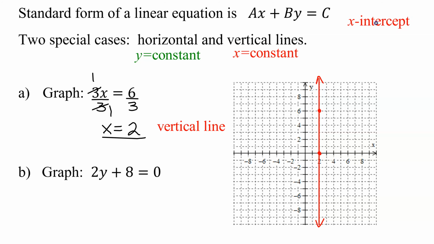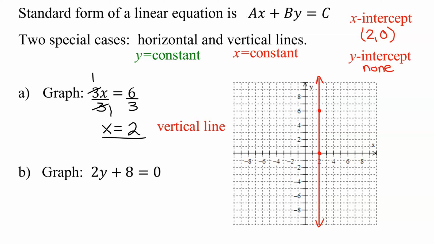Looking at this vertical line, let's see if we can figure out what its x and y intercepts are. Well, here's my vertical line. Does it cross the x-axis? Yes. And what's the coordinates of this point? 2, 0. Does this vertical line cross the y-axis? No. So is there a y-intercept? No, there is none.